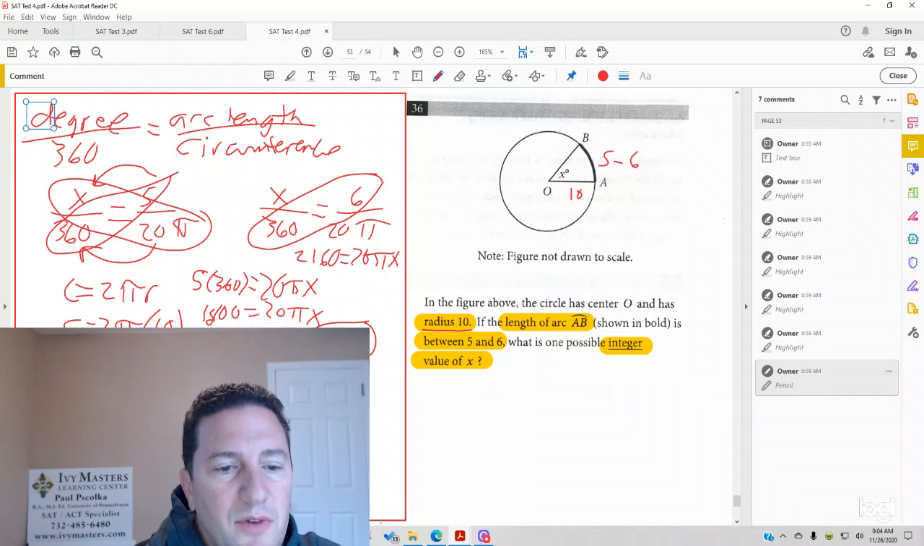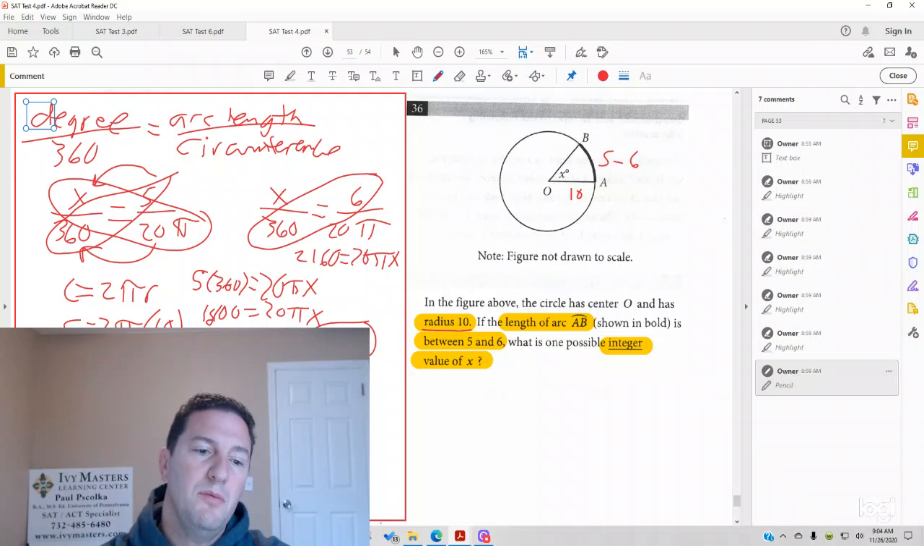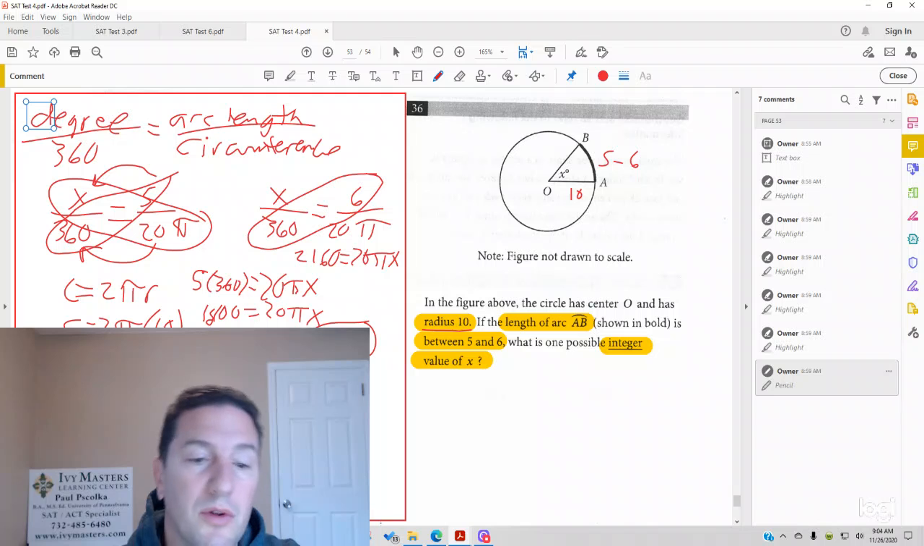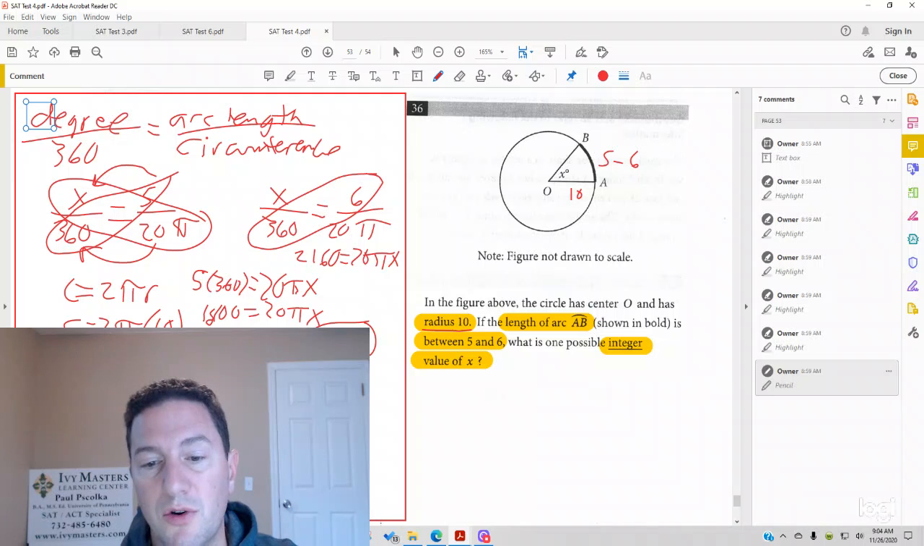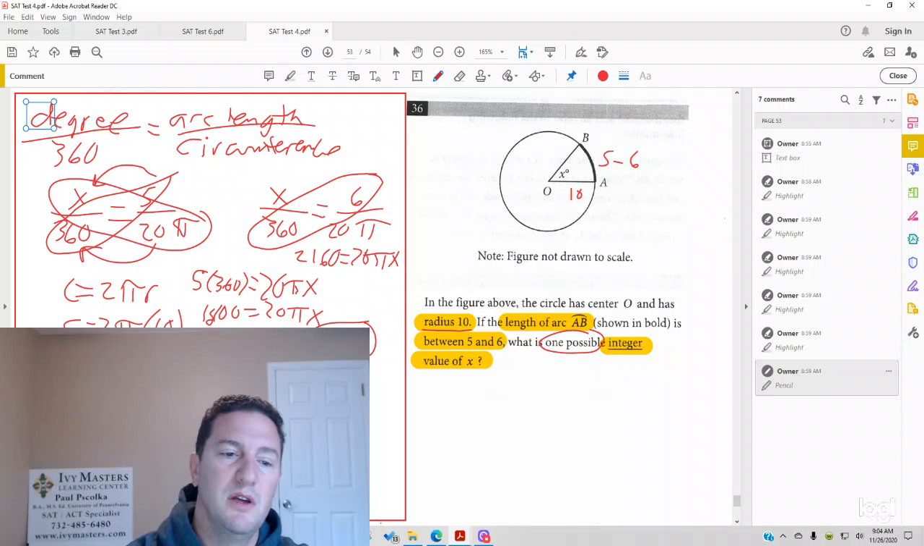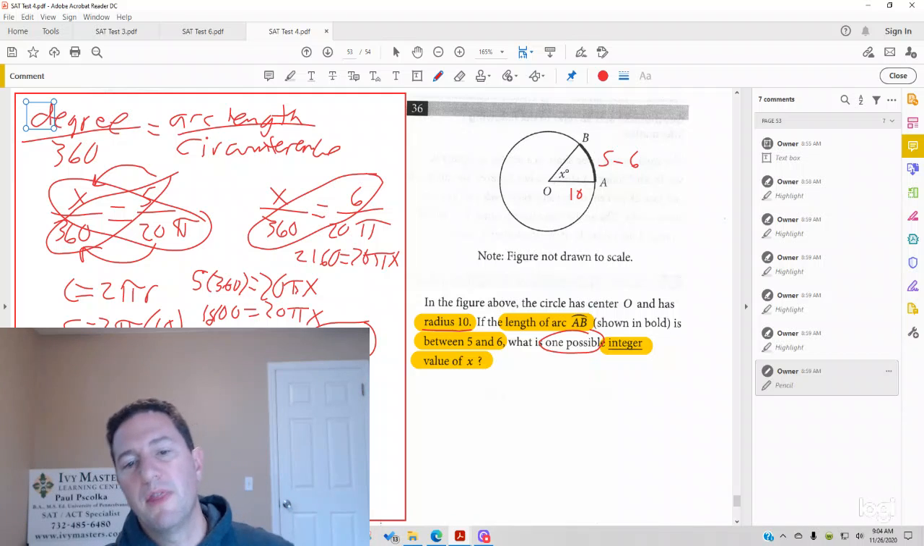Notice your range of values here. So if you bubble in 29 or 30 or 31 or 32 or 33 or 34, you'll be marked correct. That's also why it says what's one possible integer value of x. So don't bubble in a decimal there.